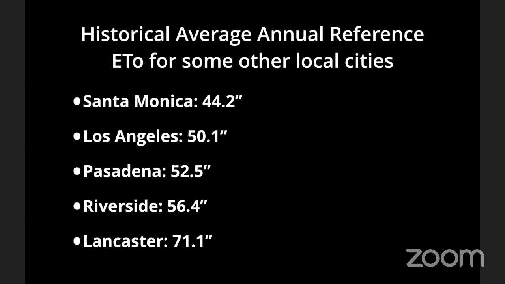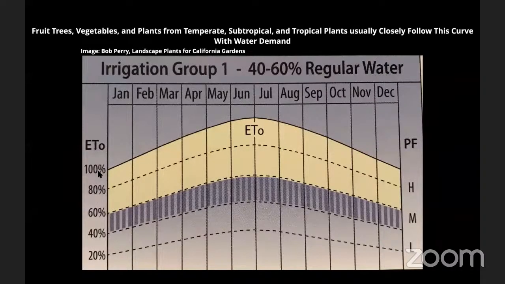And then just for kind of general reference, you can see the Inland Valley area is grouped pretty closely. And this is for the whole year if you add it up. Santa Monica, quite a bit less. Lancaster out in the desert, quite a bit more. And so by knowing that 100% amount quantified in inches, you can then know that that's for high water use plants. If you have what are considered medium water use plants, that's going to be between 40 and 60% of that total amount. Low water use plants generally down around 30% or possibly even lower.